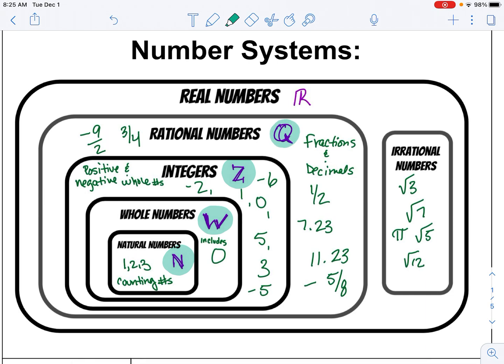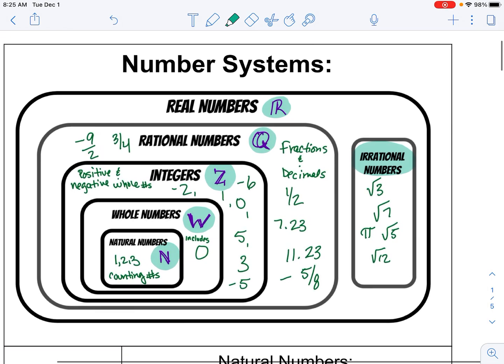Rational numbers, we use Q, and that includes things we can write as fractions and decimals that terminate, meaning they stop, like 7.23 stops. And then we also have irrational numbers, which are decimals that do not repeat and do not terminate. Pi is the most famous. It goes on for 3.14 and there is no end. And real numbers, an R with an extra line, includes irrational numbers as well as everything else.